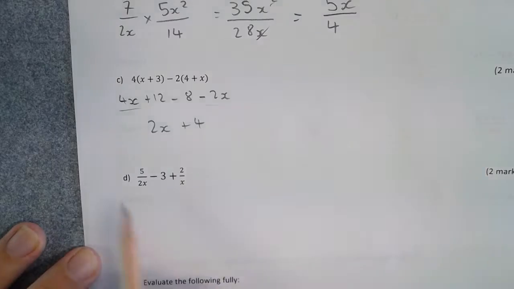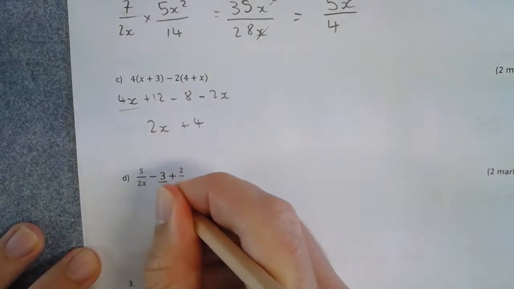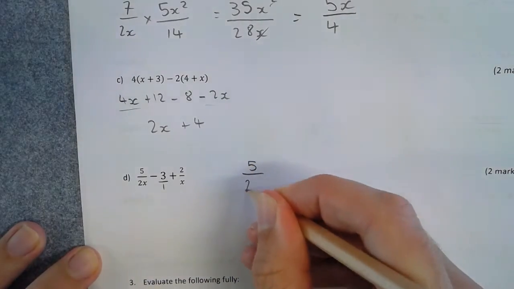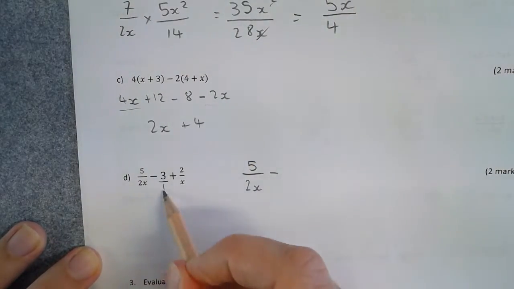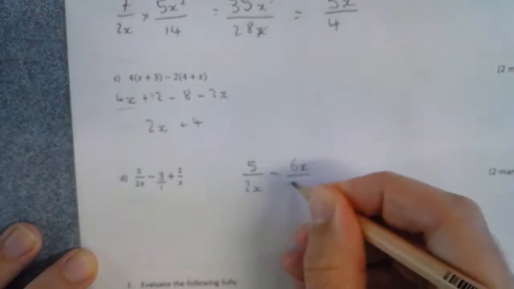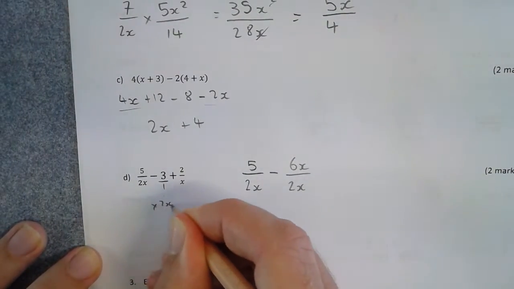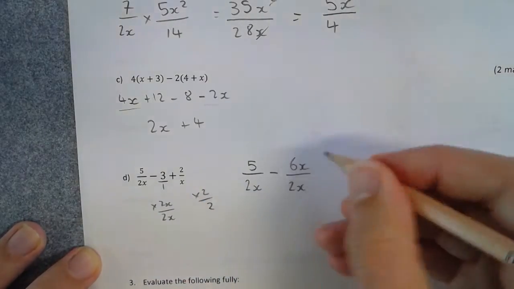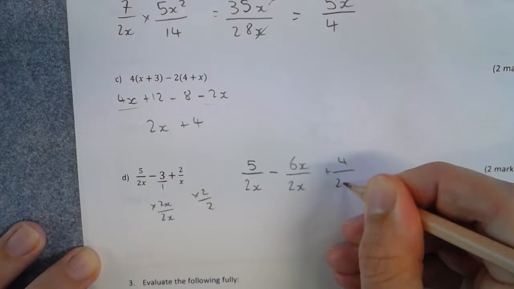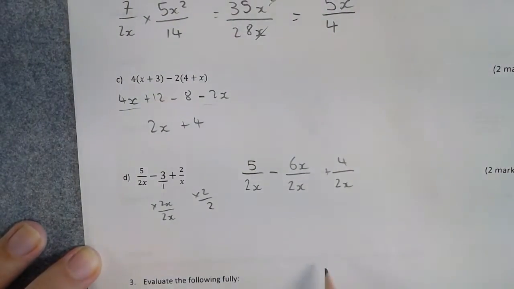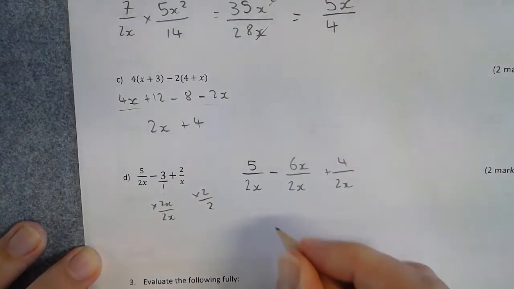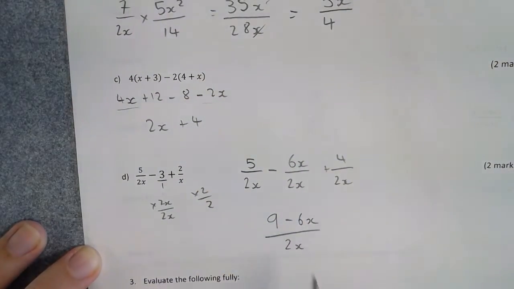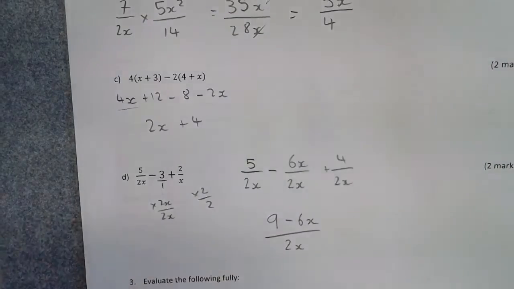D, so you can only add or subtract fractions when the denominators are the same. That's got a denominator of 1, so we need to make the denominators 2x. So the first one is 5. The second one, we need to times it by 2x to get 6x over 2x. So we times that by 2x over 2x. Third one, we need to multiply by 2 over 2. So we get plus the 4 over 2x. Now when we collect like terms, you get 5 plus 4 is 9, minus the 6x over 2x. You could have had minus 6x plus 9 as well.